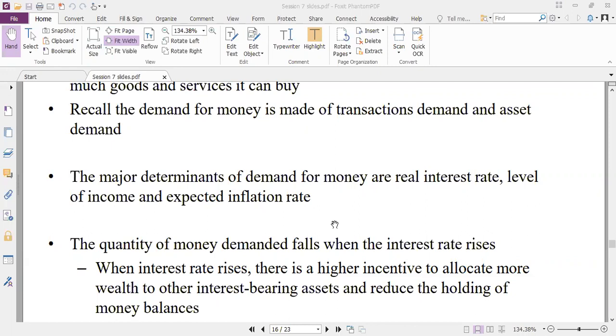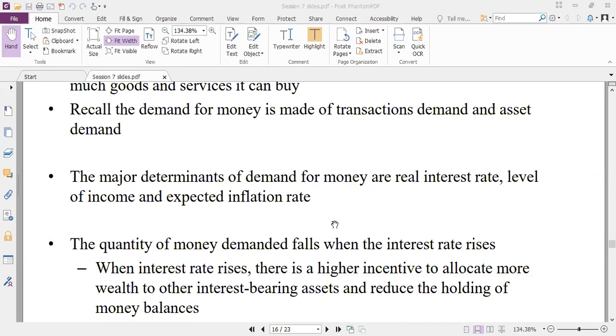30 on that 1,000, which is basically like 300 cedis at the end of the year. Now, when interest rate decreases, then it forces us to also increase our money demand. If it increases, we wouldn't want to hold much money, so we would want to save more. And if it decreases, we would rather hoard and hold our monies. That's the whole idea about the demand side of money.